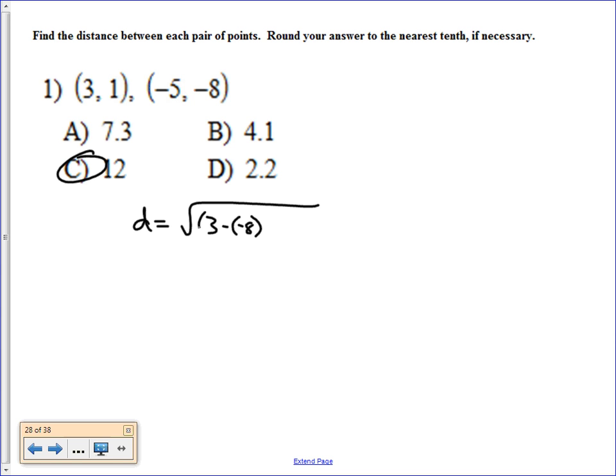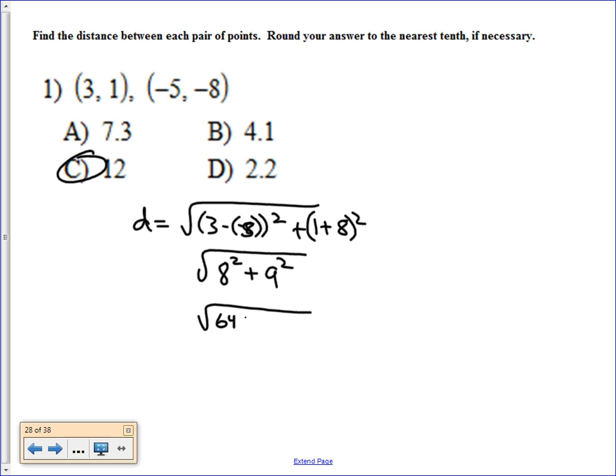3 minus a negative 5 is 8. And then you have 1 minus a negative 8, that's 9. So I got 8 squared plus 9 squared. So that's 64 plus 81. What does it give me? 145?